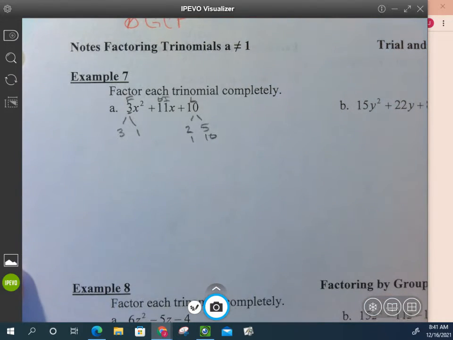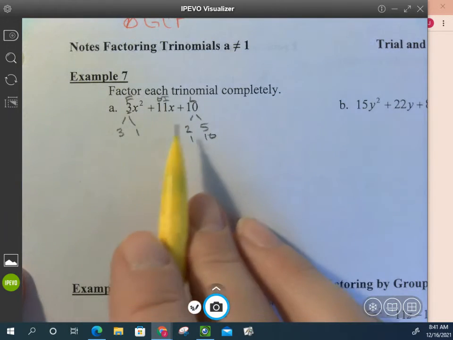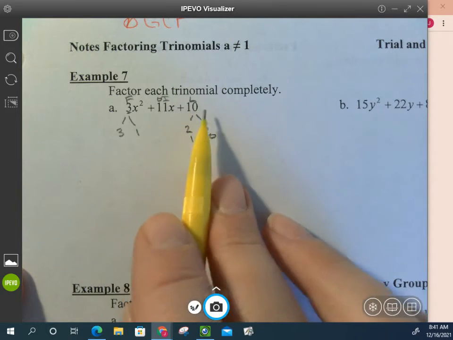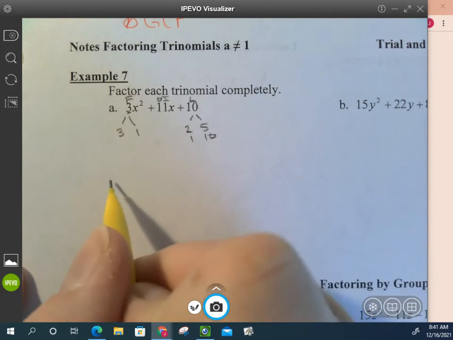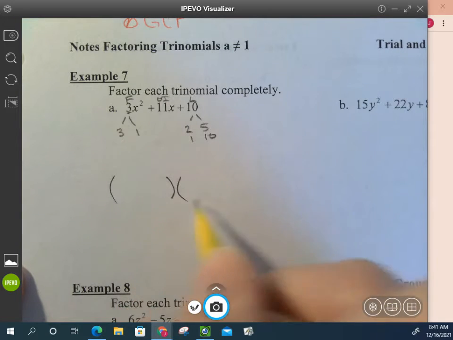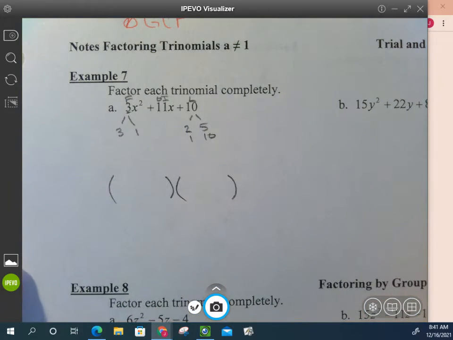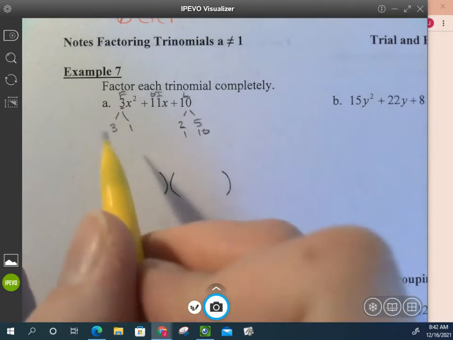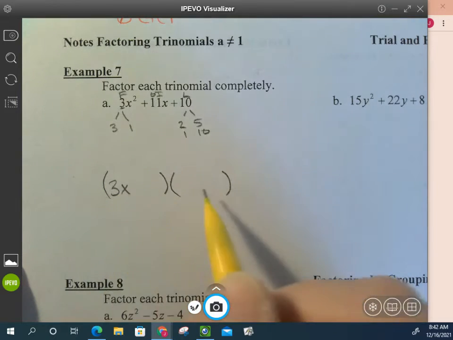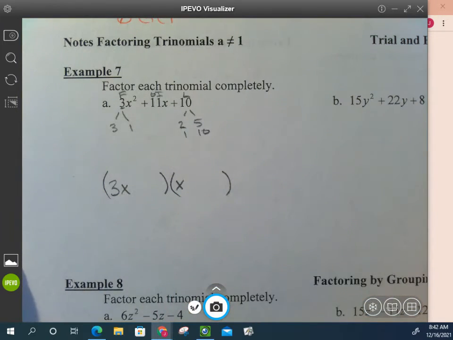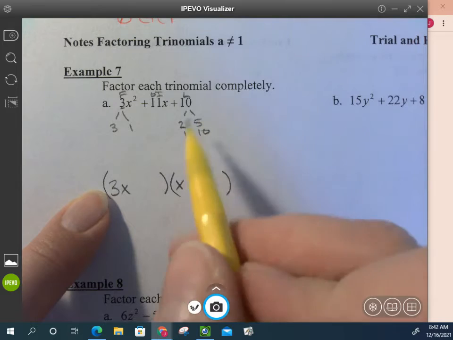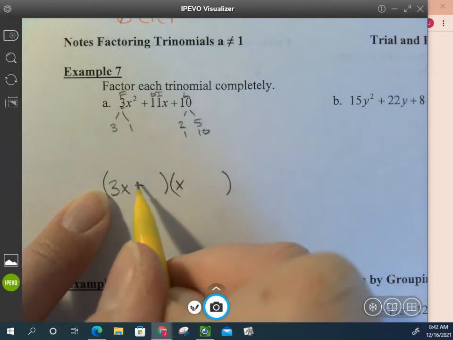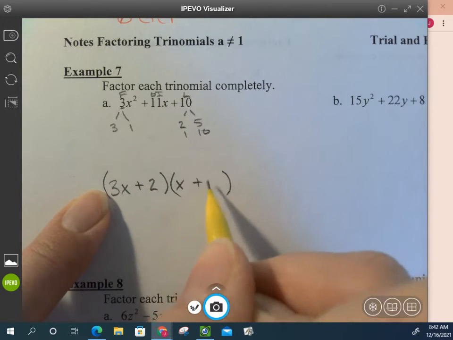Do I need any negative signs here? I need the same signs, plus, plus, or minus, minus, and I want them to add up to positive. Okay, so I'm going to jump into my reverse FOIL, and I'm looking at this and thinking, 3x times 1x, or x times 3x, it doesn't matter the order, but that's my first set. Now, it's totally up to you what you try first. I have written 2 and 5, so I'm going to try a positive 2 and a positive 5.